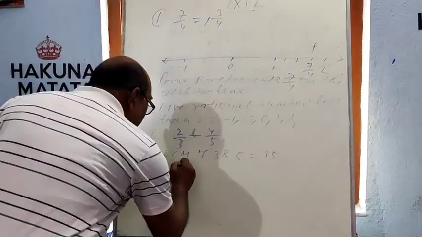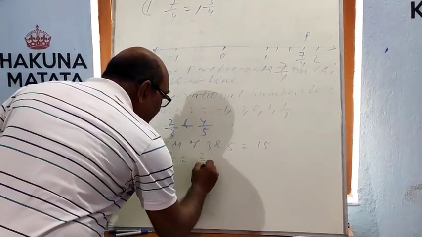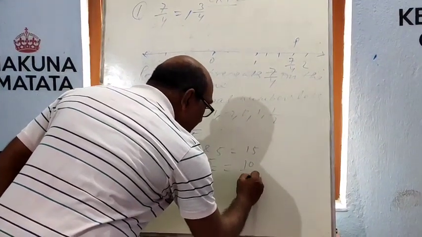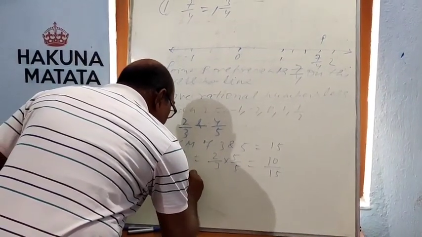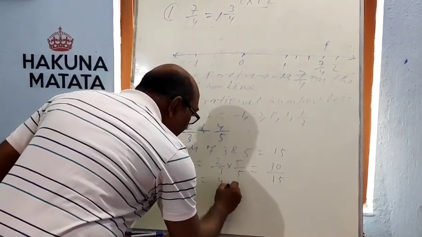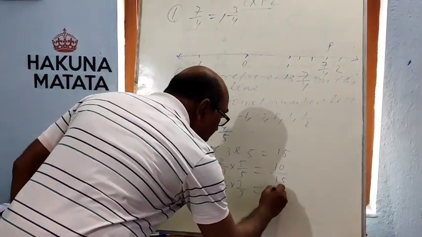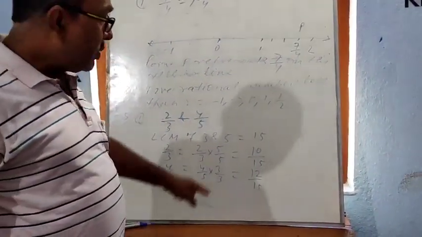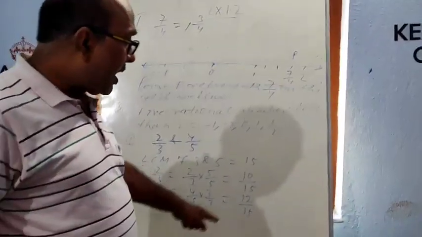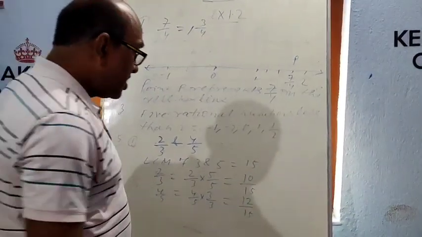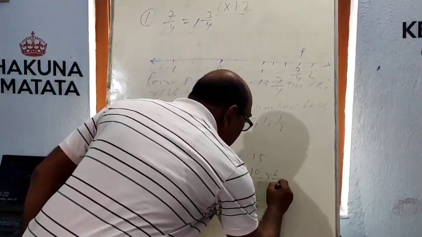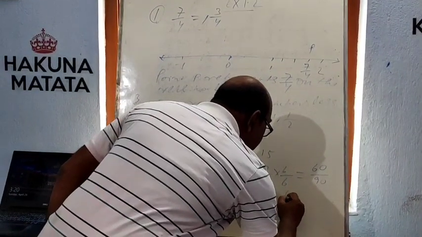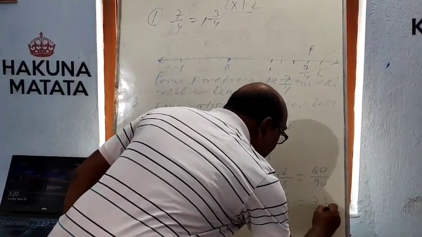Therefore, 2 by 3 is written as 2 by 3 into 5 by 5, and this will become 10 by 15. And 4 by 5 is equal to 4 by 5 into 3 by 3. This will become 12 by 15. Now, we have to find 5 rational numbers between these two numbers. Therefore, we multiply these two numbers by 6 by 6. And this will be 60 by 90, and this will be 72 by 90.